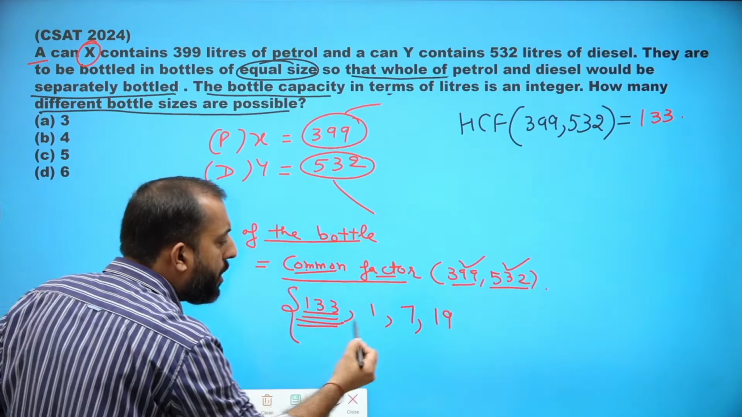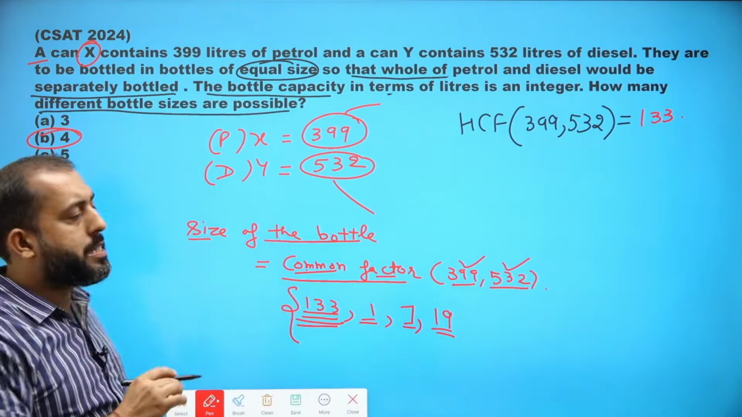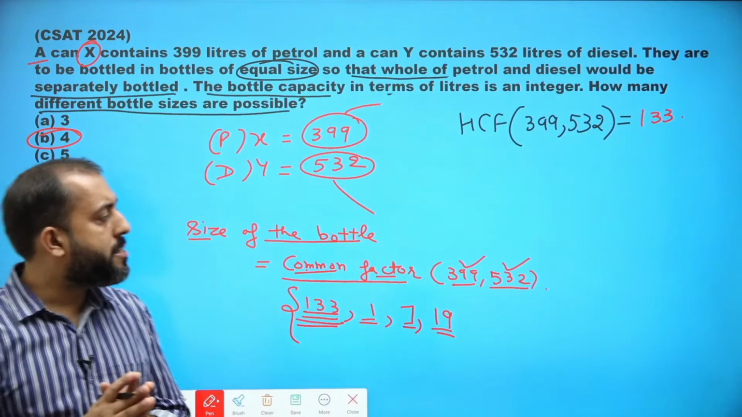So 4 different sizes of bottles are possible. 4 different sizes are possible. Hence the answer is option B.